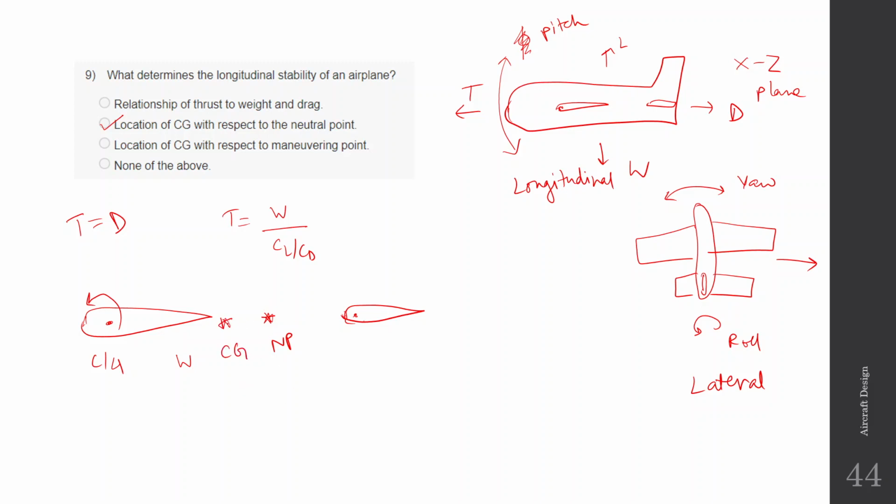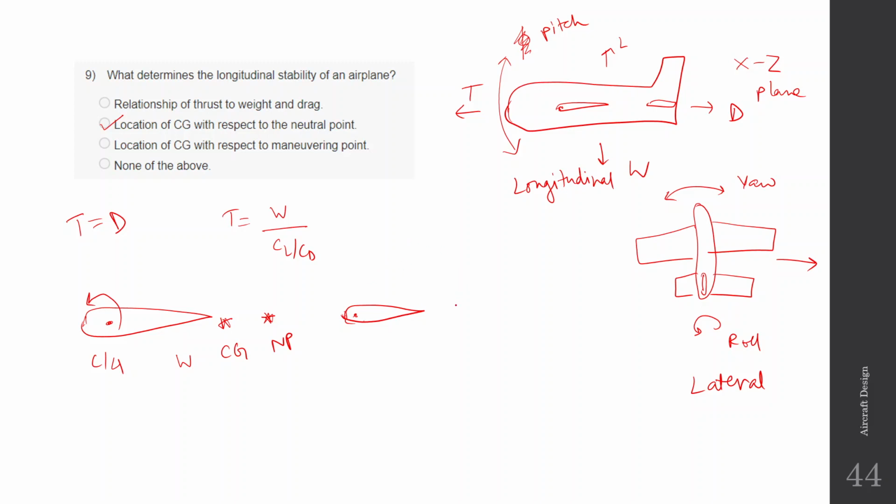Okay, so CG has to be in front. If it is behind, then it creates an unstable aircraft. And if the CG is exactly at the neutral point, then it creates a neutrally stable aircraft. And then we have the third point, which is the location of CG with respect to the maneuvering point. So what does this mean? So what is the maneuvering point?